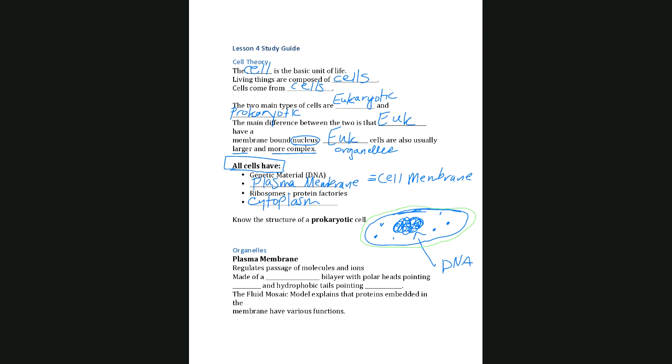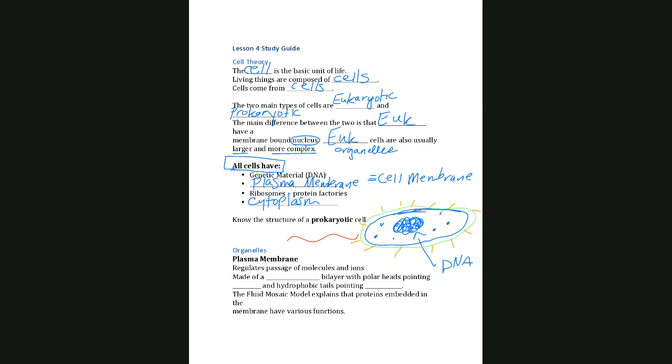Now, a prokaryotic cell can have other features. They can have a flagella, which is important for motility, a flagella that helps them to move. They can have something called pili that are all around the cell. They help with attachment, and they can actually even transfer information from one bacterial cell to the next through these pili.